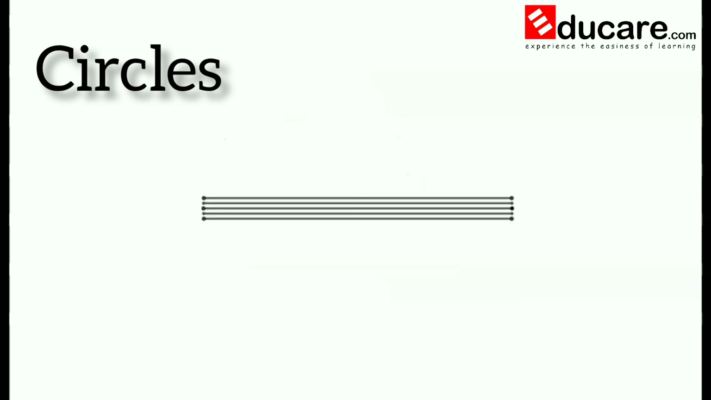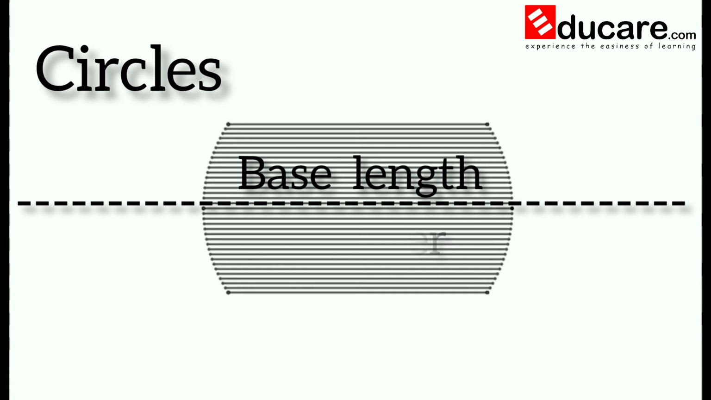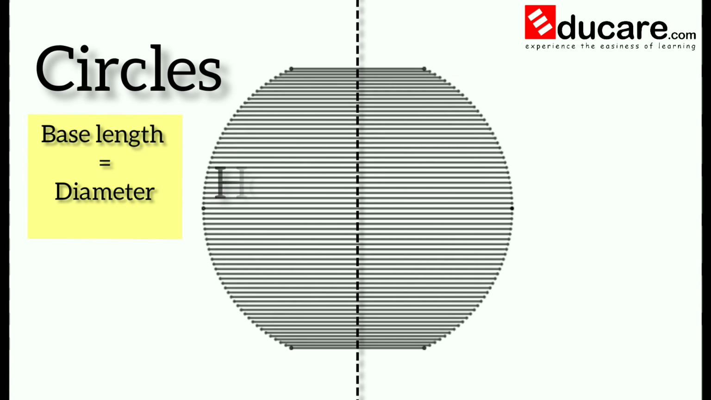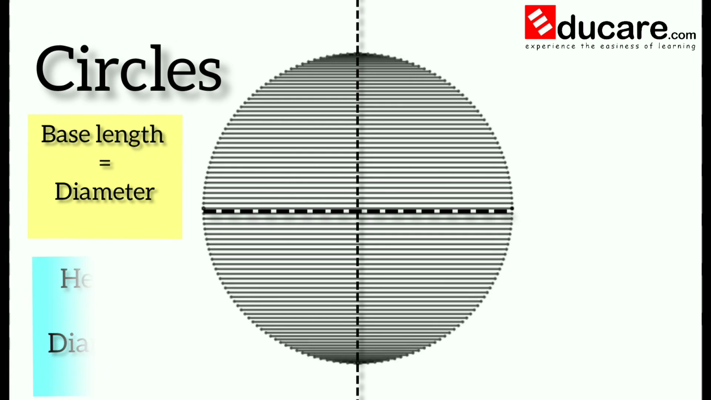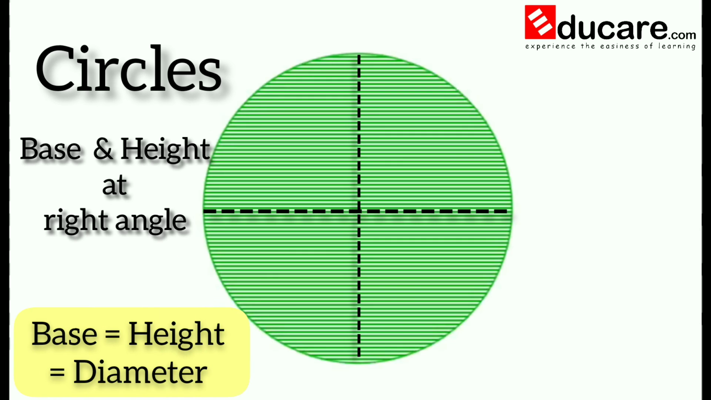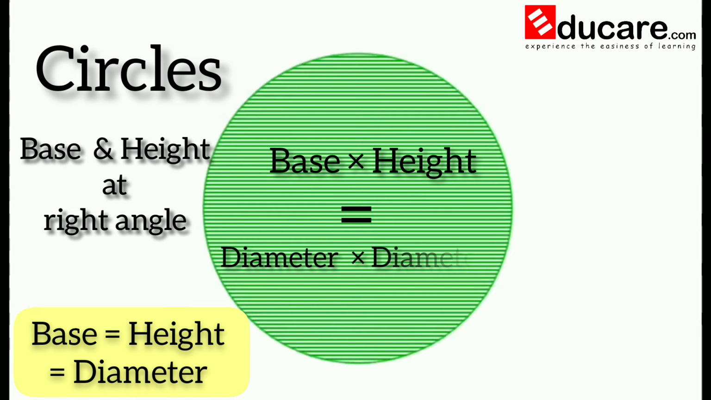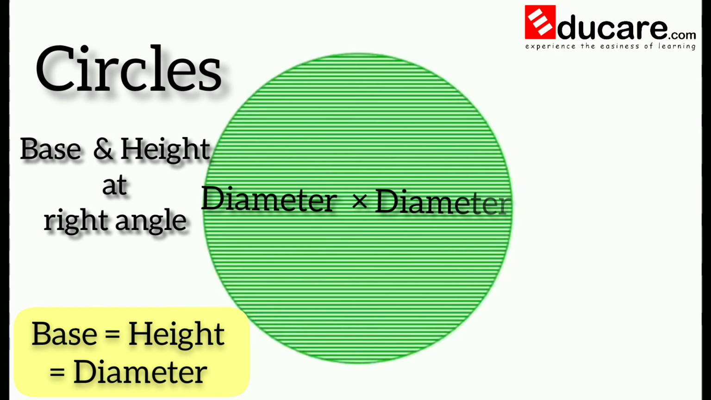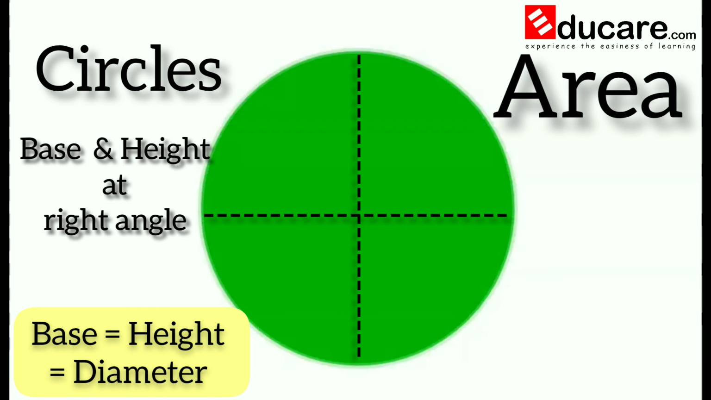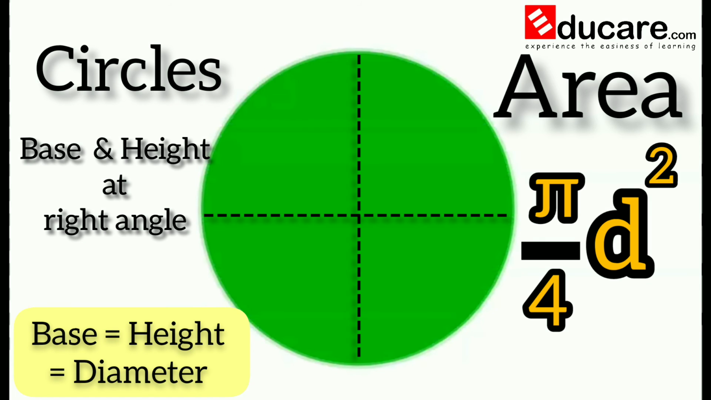For circles, base length equals the diameter, and the height is also equal to the diameter of the circle. These two diameters are at right angles, so the product of base length and height is the product of diameter and diameter, which is equal to diameter squared. The product of diameter and diameter determines the area of the circle. So, the area of a circle equals pi by 4 d squared.